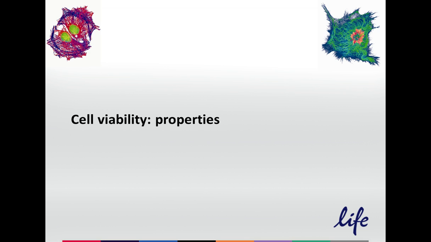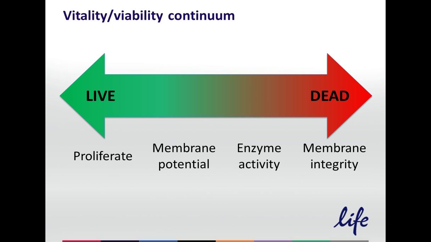So as we go down to cell viability properties, again we look at this continuum of cell health as we go through from cells that are considered to be live to those that are considered to be dead. Now, there are a number of markers that indicate cell viability. A live cell, one that's healthy, is proliferating but not hyperproliferative. They have intact membrane potential. They have enzyme activity. Of course, their plasma membrane is intact, or they have membrane integrity.